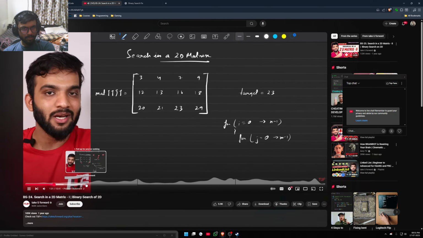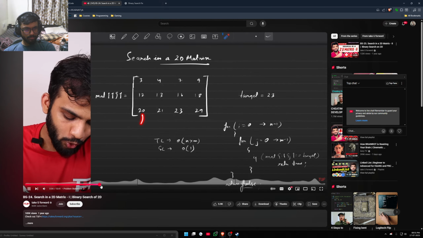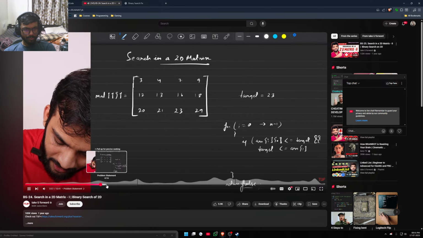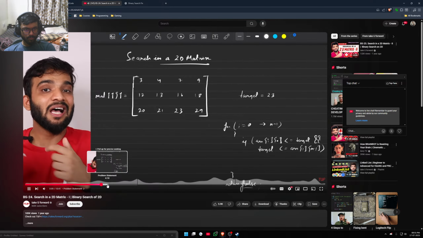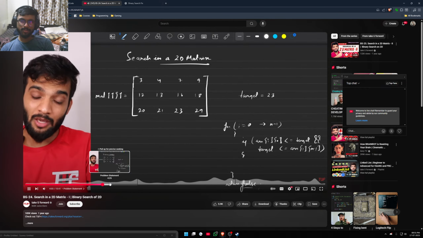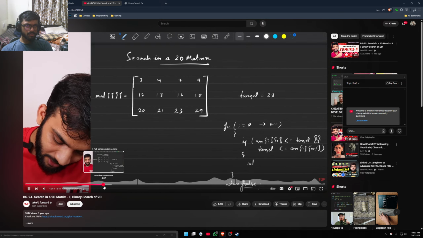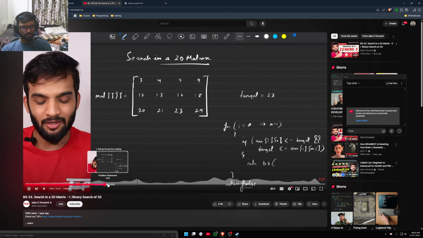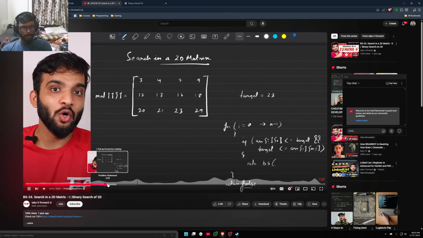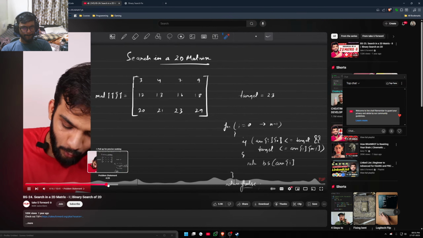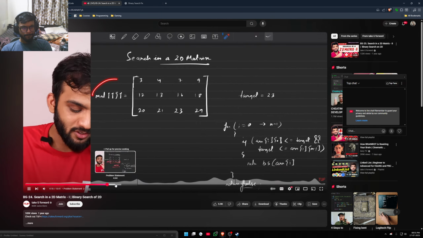M minus 1, because one of the ways is to check if the target is smaller than or equal to the last one, which is array of i, m minus 1 being the last index. If that's the case, maybe I can do a binary search. I'll return binary search. You know how to do a binary search on a 1D array. What is your 1D array? Your 1D array is matrix of i.